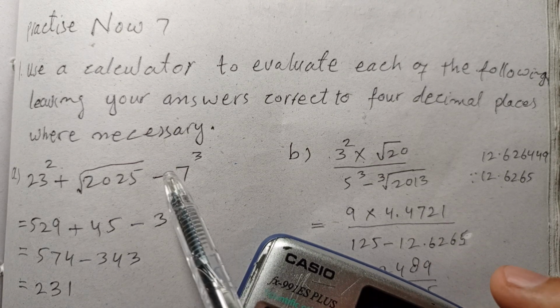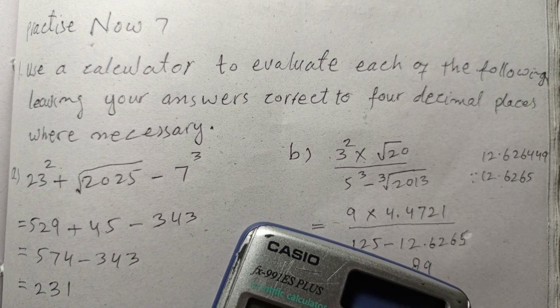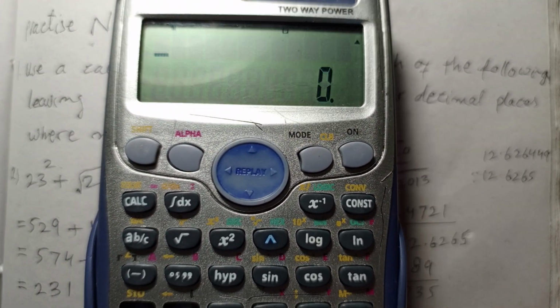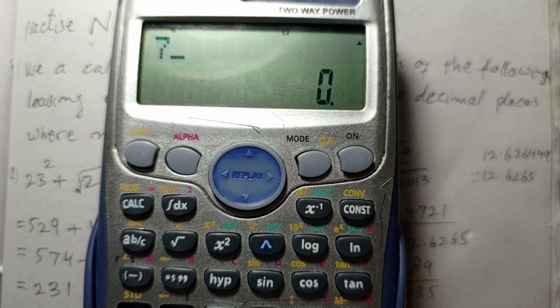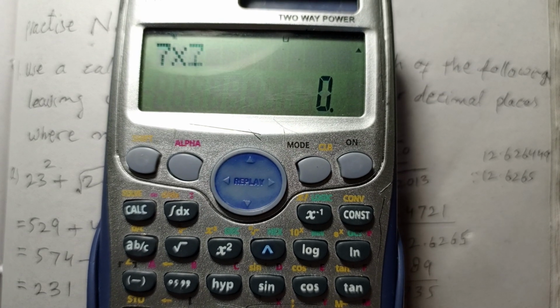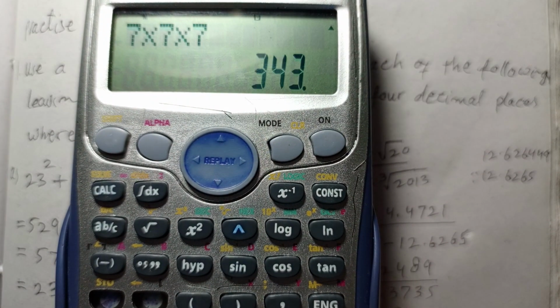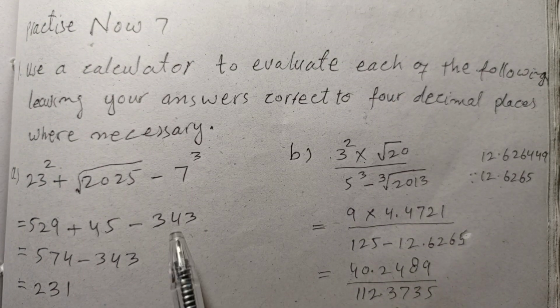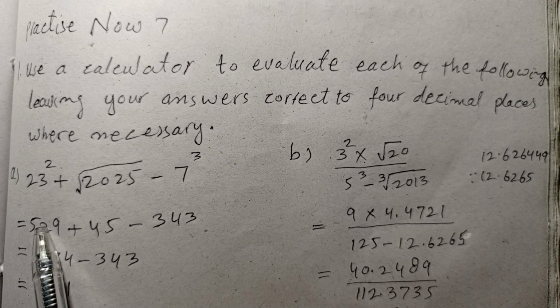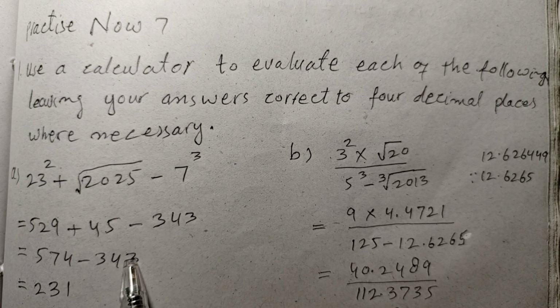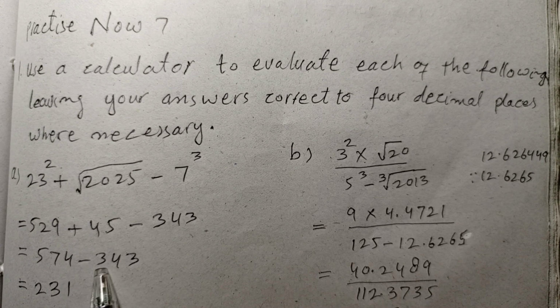So 45 is here. Now minus 7 cube. You will find the cube by writing 7 three times, because 7 has power 3: 7 multiplied by 7 multiplied by 7. So you will find the answer 343 by pressing the answer key. Now add these two, you will get 574, and minus 343 will remain the same. Now from 574 you will subtract 343, you will get 231, which is the required answer.